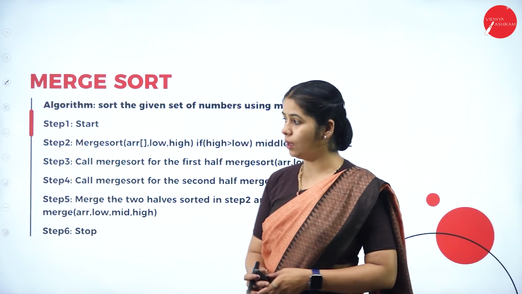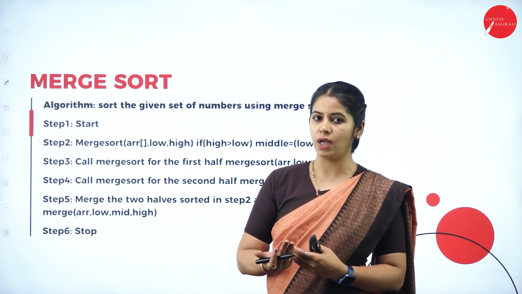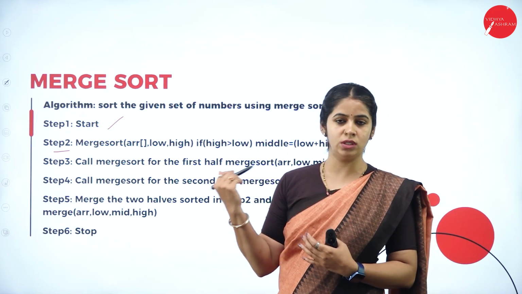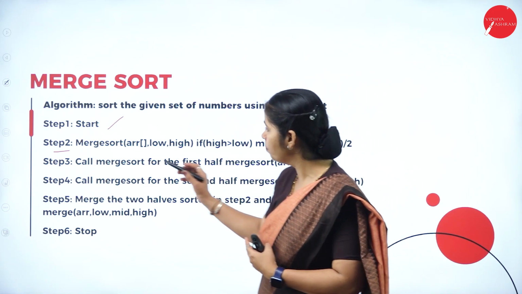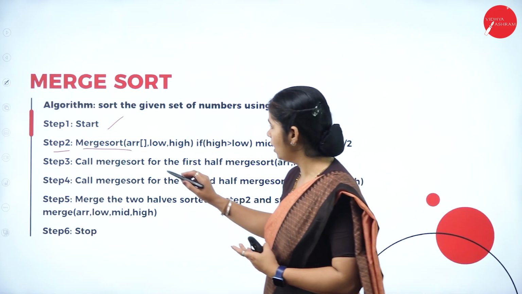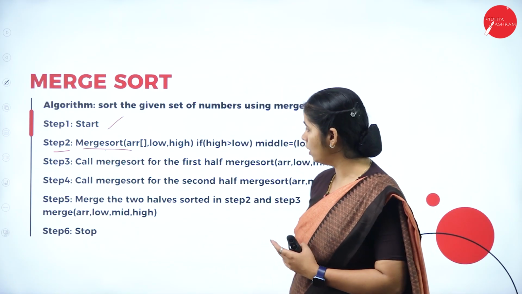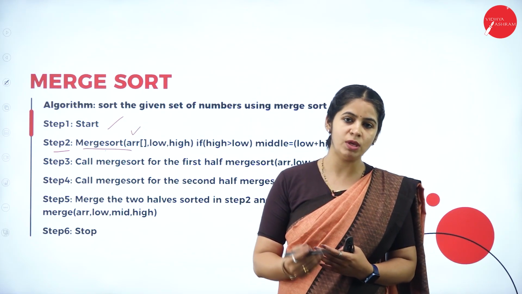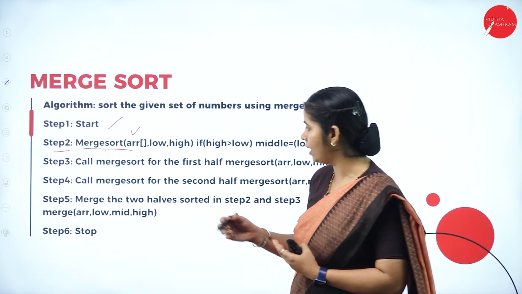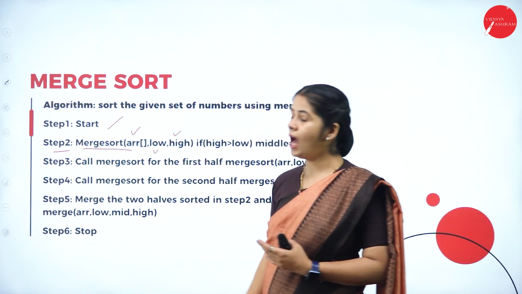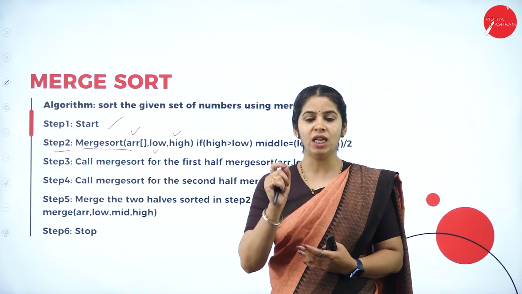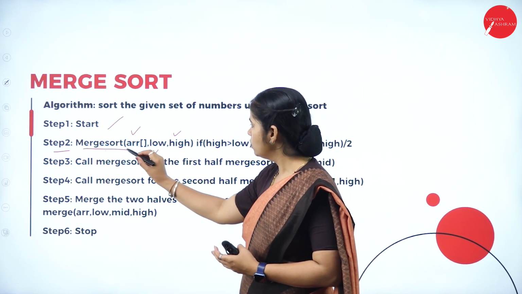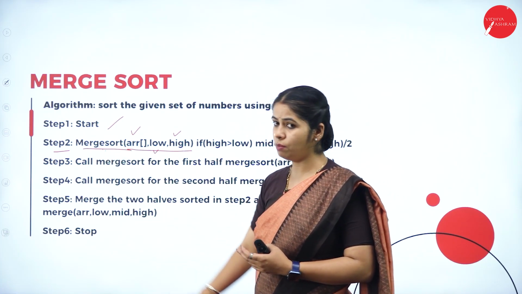In the merge sort algorithm, the first step is start, and we need not explain much. In the second step, what exactly we are doing, as we have discussed, is dividing the particular array into two parts. We are using one function called merge sort with parameters: array, definitely, since we are working on the array, one is the low value and one is the high value. What is the low value? The starting index of the array. The high value is the last index value of the array, right? So there are three parameters for the function merge sort.